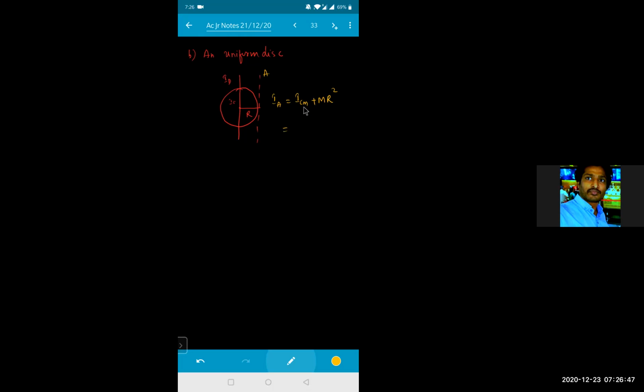What is the moment of inertia about your center of mass? That means passing through the diameter. This is the moment of inertia of the disk about the diameter, plus M into R square. The diameter moment of inertia is how much, beta? M R square by 4. Because I diameter is equal to I z by 2, isn't it? I z is M R square by 2, so this one is M R square by 4.